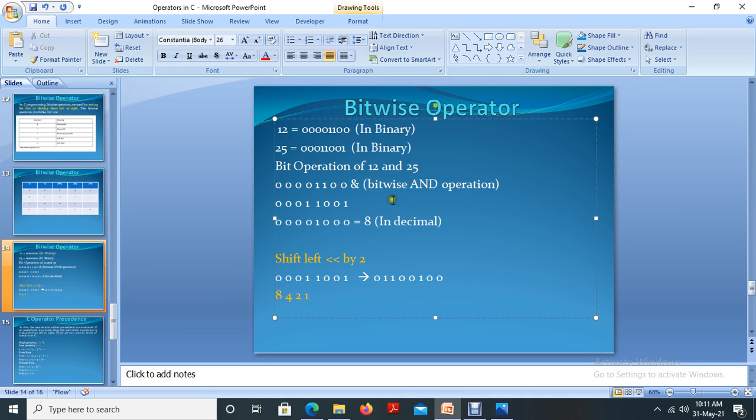For 12, how will we calculate its corresponding binary if it's a 4-bit calculation? 8 plus 4 is 12. So what will we take? Put 8 as 1, 4 as 1, and the remaining values 0. The 0s are for 2 and 1.